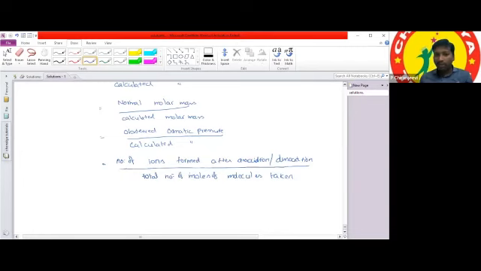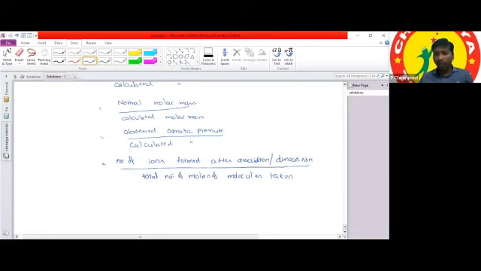So what is the Van 't Hoff factor? These are the different definitions. The Van 't Hoff factor is represented with I. It is the ratio of the observed colligative property by the calculated colligative property. Another definition is the normal molar mass by the calculated molar mass. And the observed osmotic pressure by the calculated osmotic pressure. Another formula is the number of ions formed after association or dissociation by the total number of molecules taken.